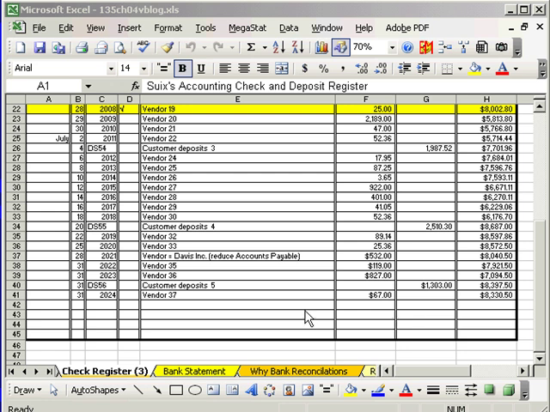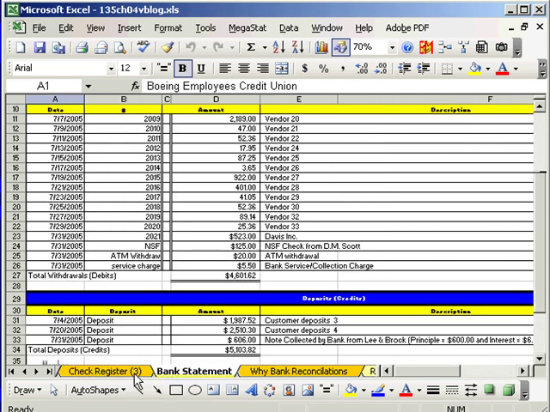Hey, we're in Chapter 4, talking about banks, checks, that kind of stuff. Let's click on Check Register 3 and Bank Statement. Those are sheet tabs. We want to figure out why in the world we would have to reconcile. What does the word reconcile mean? It means to take two different things and bring them together to some compromise or to some equality.